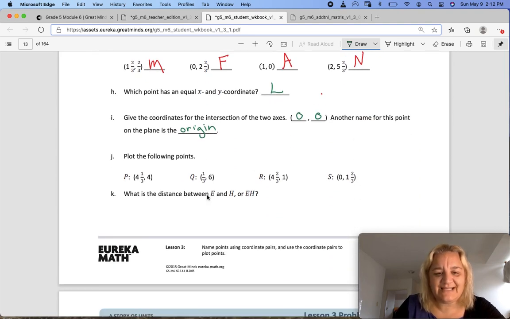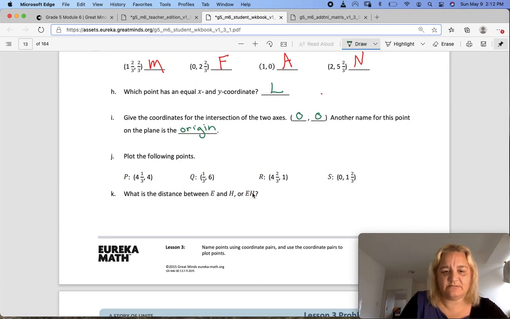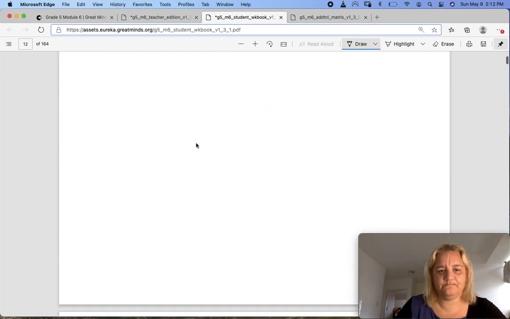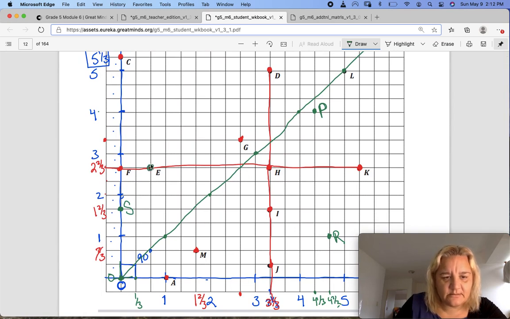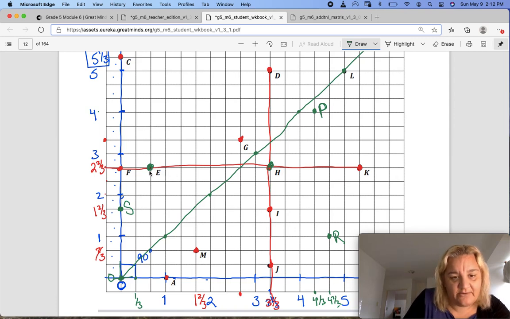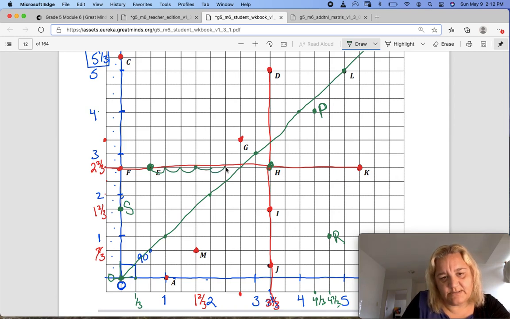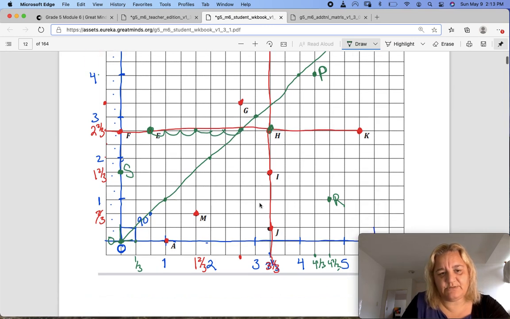I do like this. What is the difference between E and H, or EH? Okay, so that's a line, right? So we usually put the line symbol above it. EH, what is the distance between E and H? So E is here, and H is here, and we want to find the distance between here. So we could count 1/3, 2/3, 3/3. That's 1. 1/3, 2/3, 3/3. That's 2. 1/3, 2/3. So 2 and 2/3.